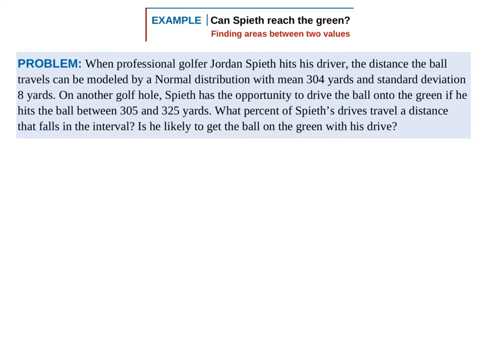So we know the information about his drives with his driver, mean of 304 yards, standard deviation of 8 yards. Now, on another golf hole, he has the opportunity to drive the ball onto the green if he hits the ball between 305 and 325 yards. What percent of his drives travel a distance that falls between 305 and 325 yards? Is he likely to get the ball on the green with his drive?